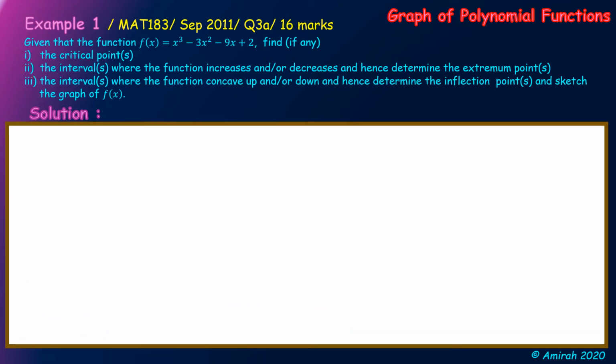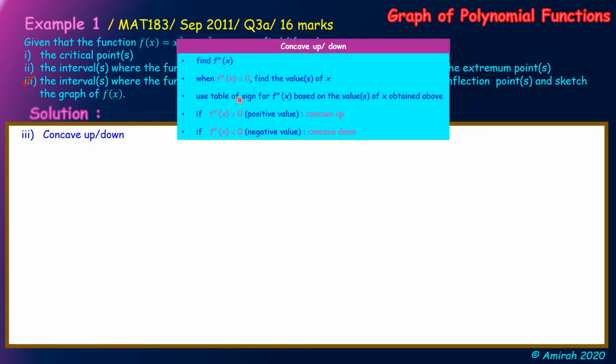Alright, now we continue with Roman 3. Find the interval where the function is concave up or down, and hence determine the inflection points and sketch the graph of f(x). To find whether the function is concave up or down, we can use this procedure. First, we need to find f double prime x.